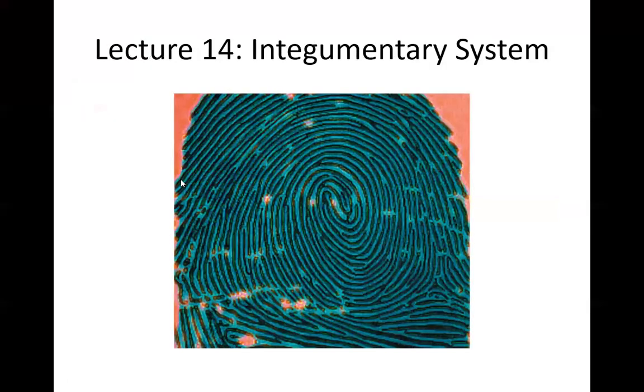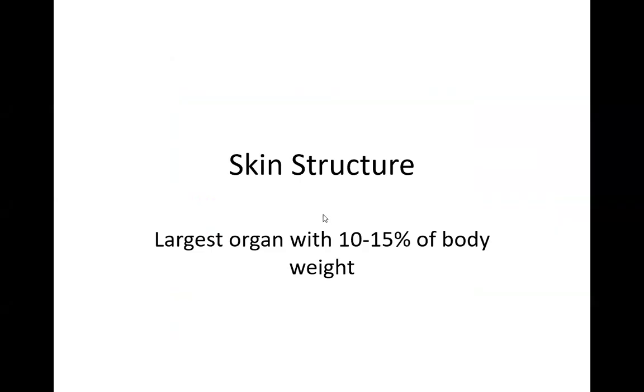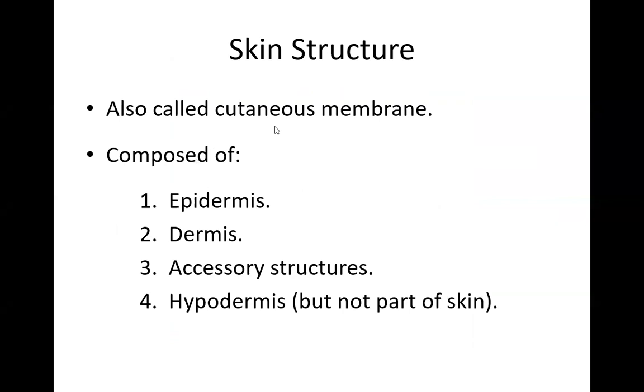That's your skin. Your skin, or the integument, is what kind of tissue? Is it connective tissue? Is it muscular tissue? Is it nerve tissue? Or is it epithelial tissue? Epithelial tissue. So that's the skin structure. The skin is the largest organ, with about 10 to 50% of the body weight, and is also called the cutaneous membrane. It is composed of the epidermis, the dermis, the accessory structures, and the hypodermis, but the hypodermis is not part of the skin.